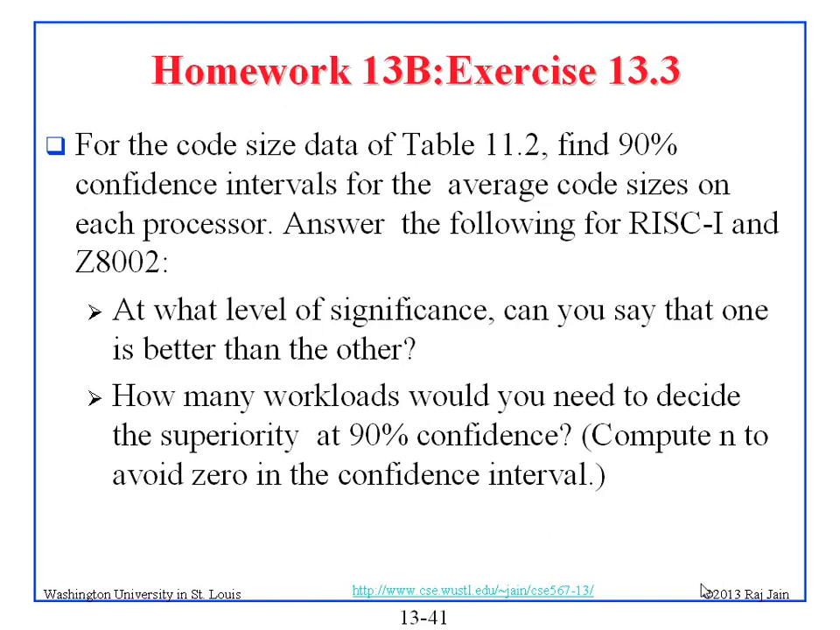For the code size data of 11.2, which I think was the simplified instruction set, what is it called? Complex CISC and RISC data. Find the 90% confidence interval for the average code sizes on the RISC and CISC. At what level of significance can you say that one is better than the other? So this is the opposite problem. We are not giving you 90 or 95%. We are asking you to figure out what percentage. So you calculate the Z value and then go and look up in the table and find the probability. How many workloads would you need to decide the superiority? So this is sample size. You have to compute n given that.